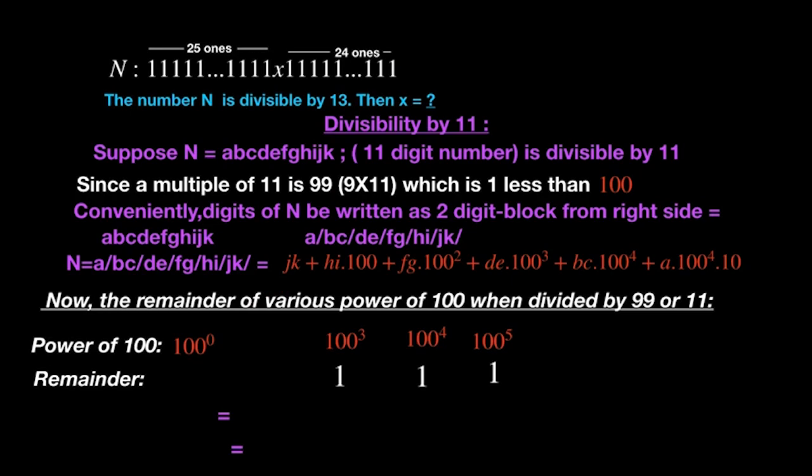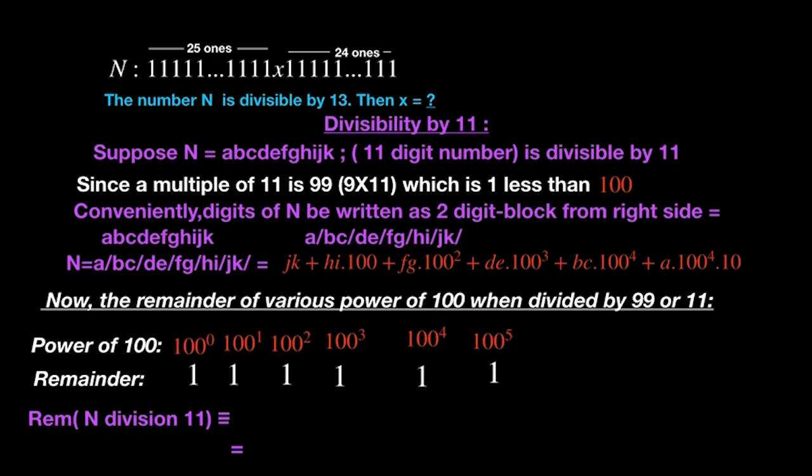When 100 to the power 0 is 1, it will give 1 as the remainder, because 100 to the power 0 is 1. So 1 itself is the remainder when divided by 99. And when 100 is divided by 99, then 1 will be the remainder. So 100 to the power 1 will give the remainder 1, and 100 to the power 2 will give the remainder 1 to the power 2, that is 1. So in this way, all powers of 100 will give the remainder 1, always 1.